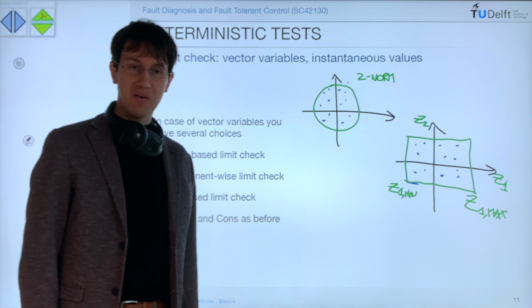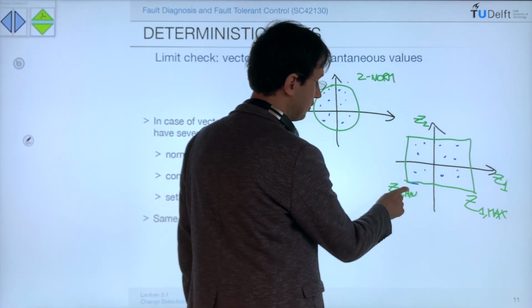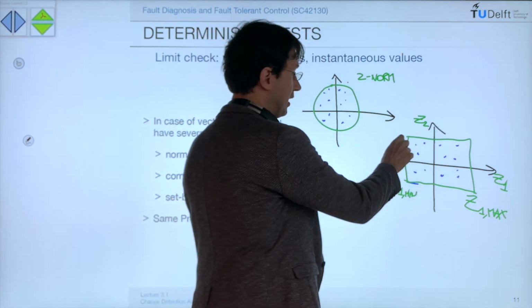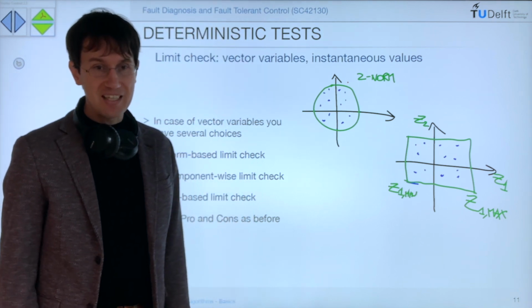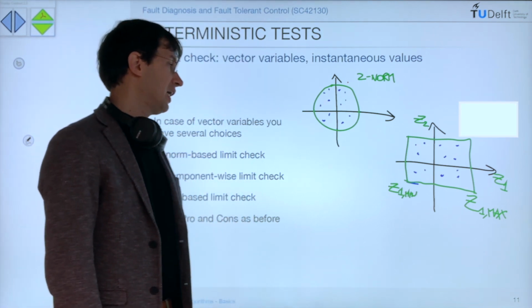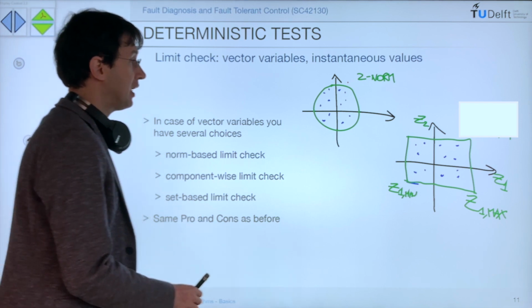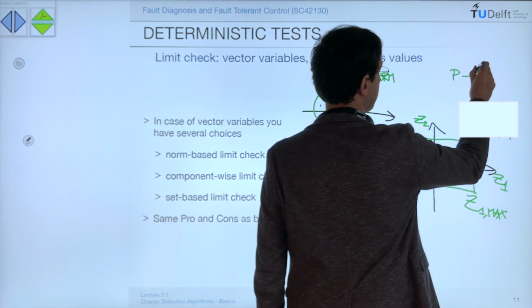And if you take all the points that are with the Z1 component between min and max, and the Z2 component between this other min and max, well, you get a rectangle. Everything inside the rectangle is matching that condition. But this is not the only way. So in general, you can apply a P norm. So you get different shapes.